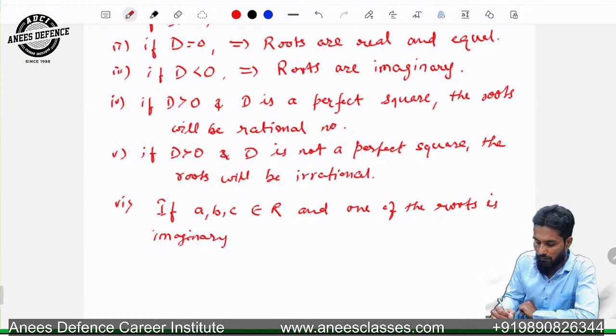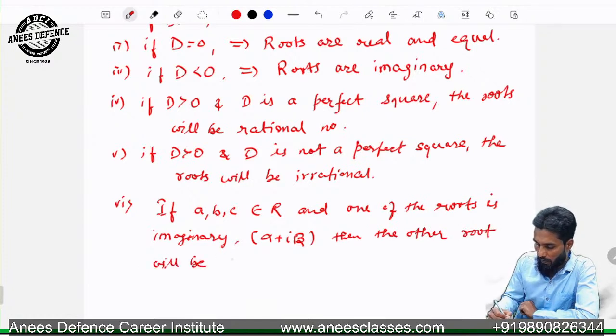I'm trying to ask you that if one root of any quadratic equation is imaginary, and a, b, c, that is the coefficients of x square, x and the constant c, all belong to real numbers, then the other root will also be the conjugate of that imaginary root. You can take, for example, that imaginary root as alpha plus i beta. Then the other root will be the conjugate of this one.